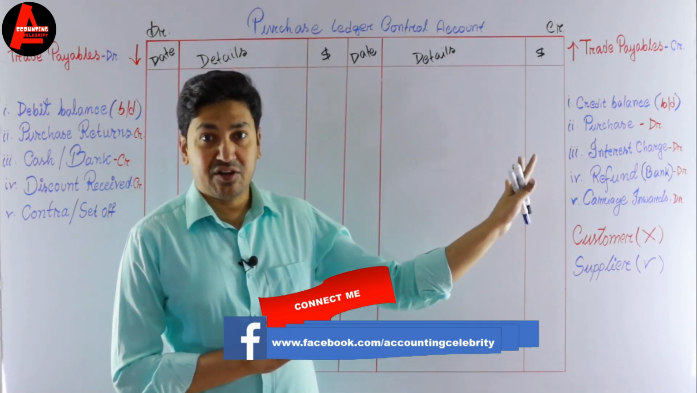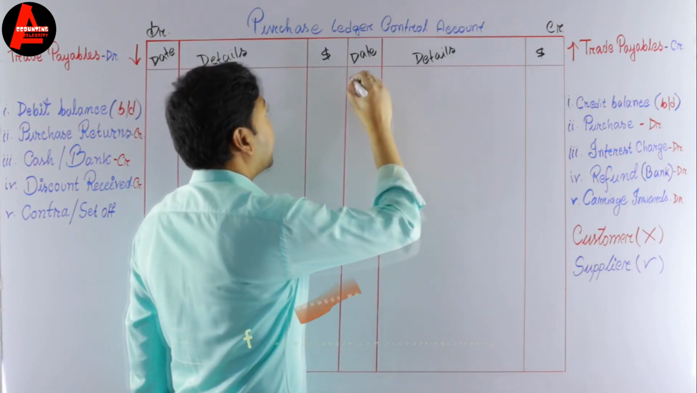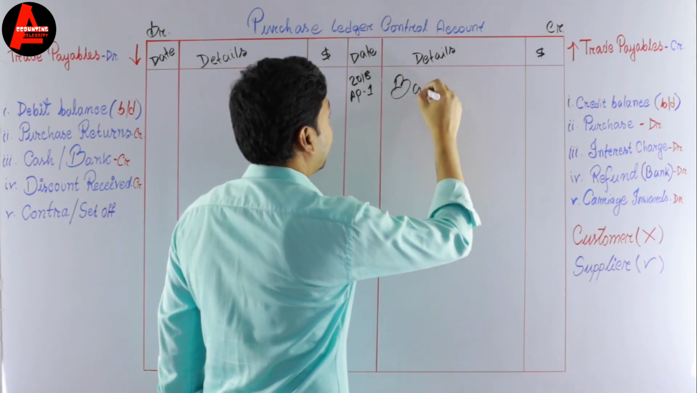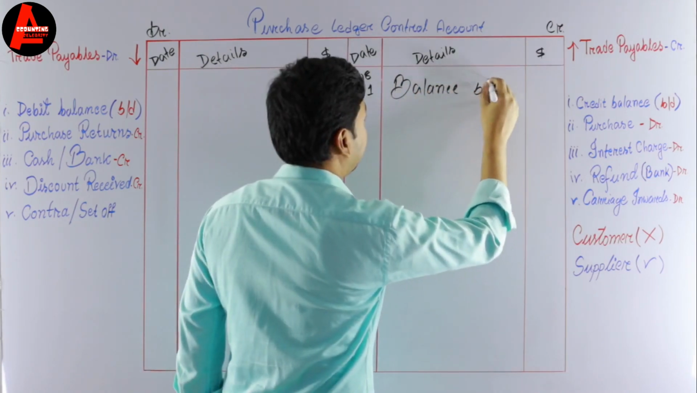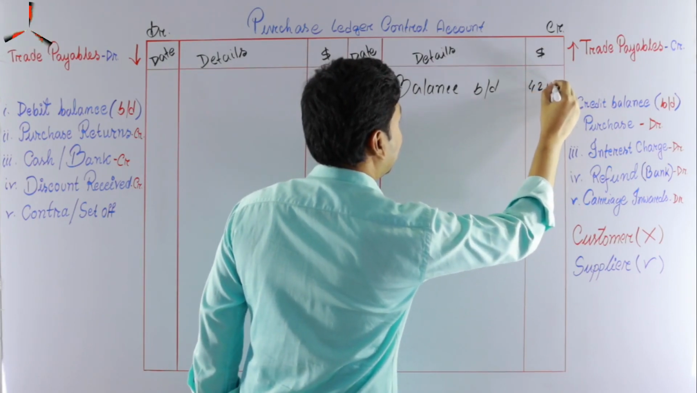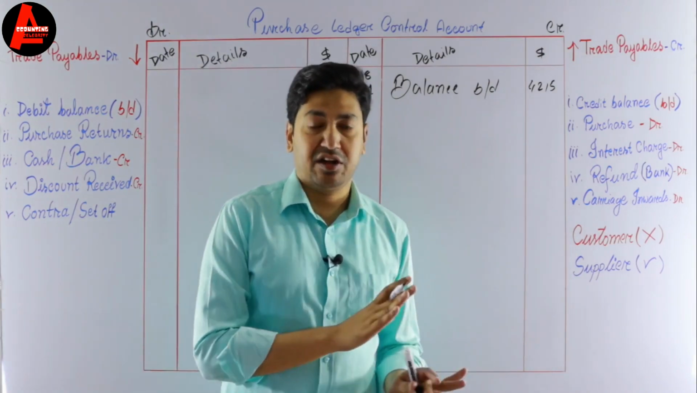credit side. Okay, so let us write here 2018, April 1st, balance b/d $4,215. Okay, so the opening balance is recorded here already.